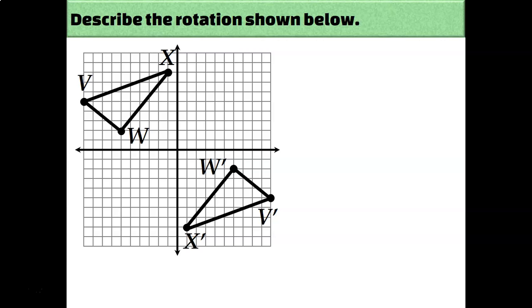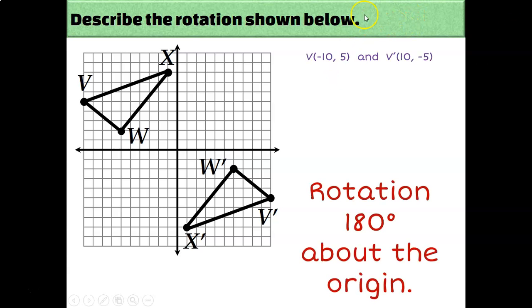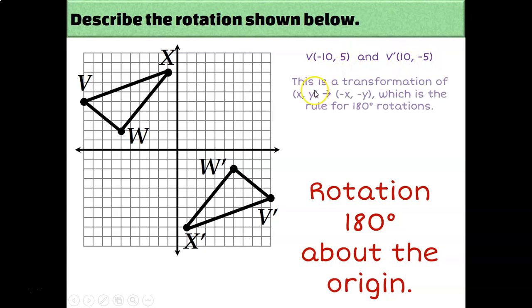Our next triangle has been rotated 2 quadrants away. So for that we would say it's a 180-degree either clockwise or counterclockwise rotation. Alternatively, you can look at corresponding points and compare their numbers. V is the point (-10, 5), and V prime is the point (10, -5). So the numbers stayed in the same order, but they changed their signs. That matches to this rule for transformations, and that's the rule for 180-degree rotations. So I can say that this is a rotation 180 degrees around the origin.